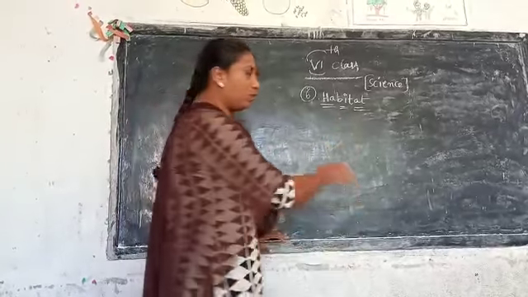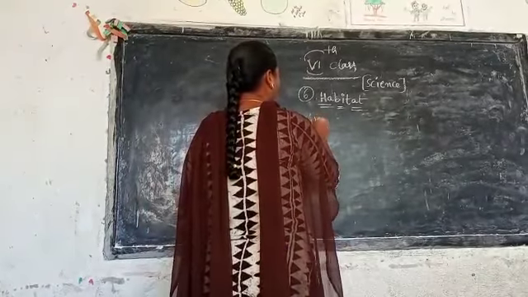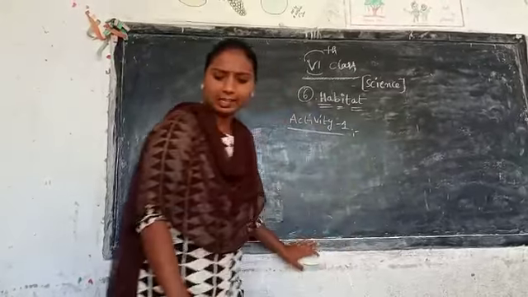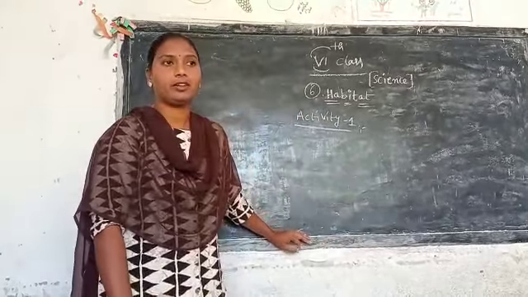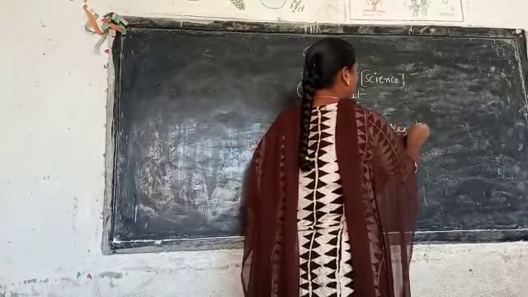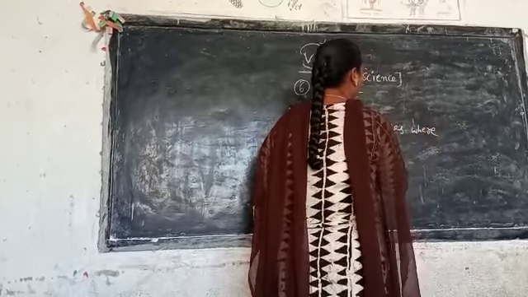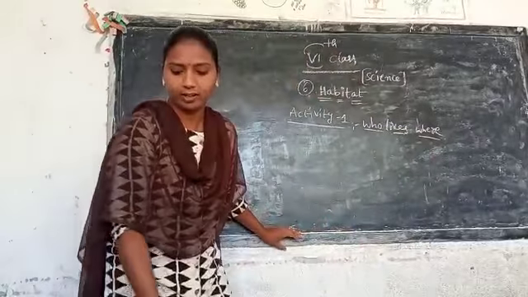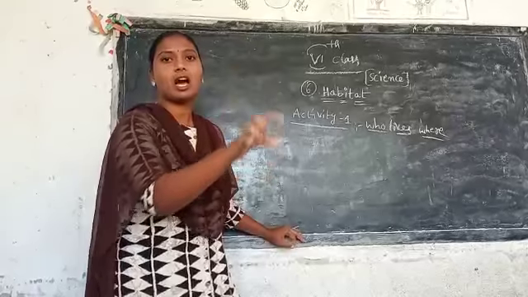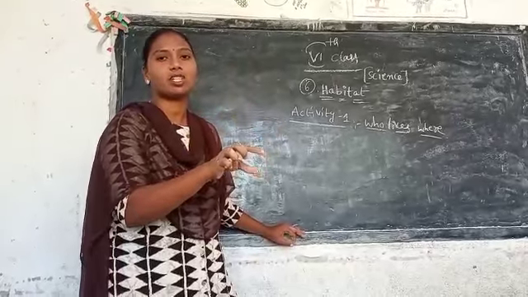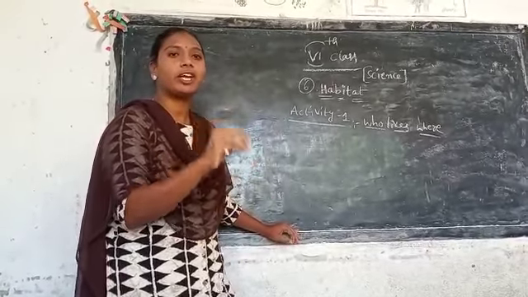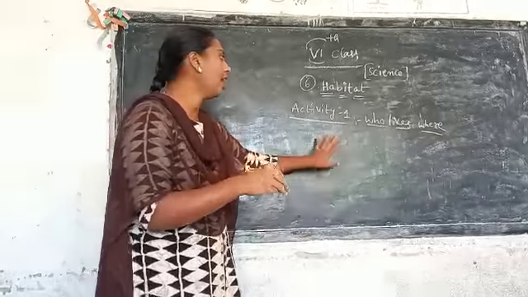First of all, activity 1. Activity 1, students. Who lives where? This is activity 1. First of all, here you can list some animals, birds and insects' names also. Now you can observe which organisms live in which place.